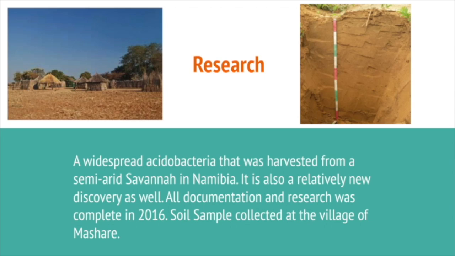Finally, I would discuss some of the research about this bacteria. Scientists found a widespread acidobacteria called Bacillobacter sylvestris and harvested it from a semi-arid savanna in Namibia. It is also a relatively new discovery as well. All documentation and research was complete in 2016. The soil sample was collected at the village of Mashari, located in Africa.